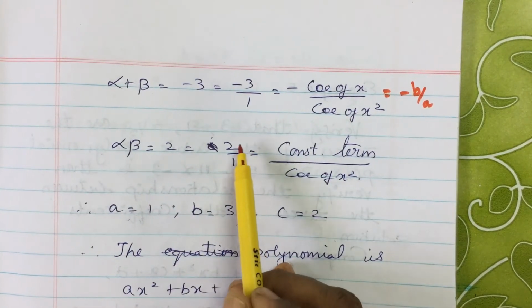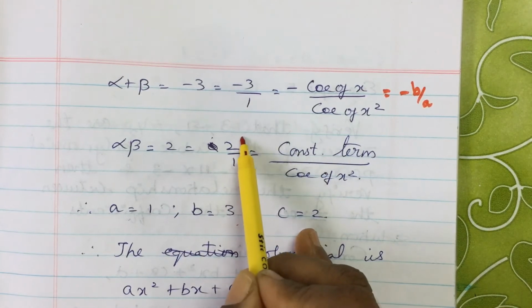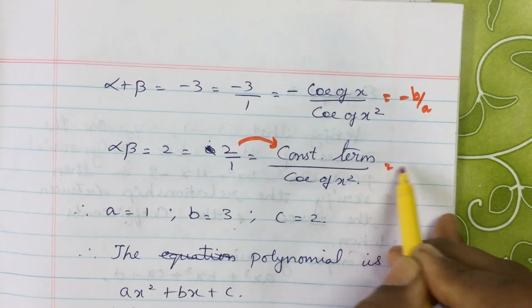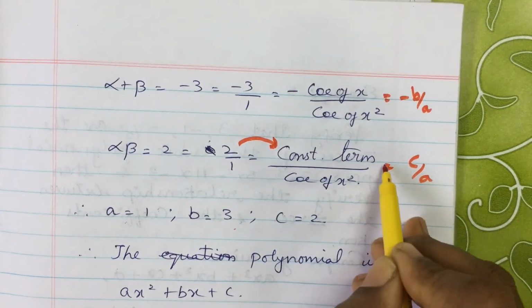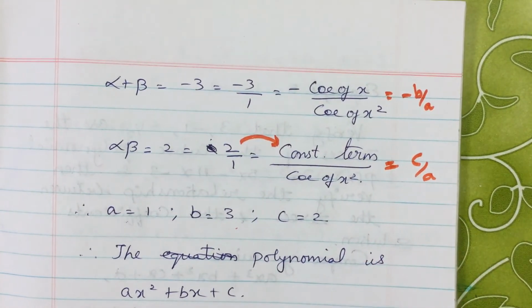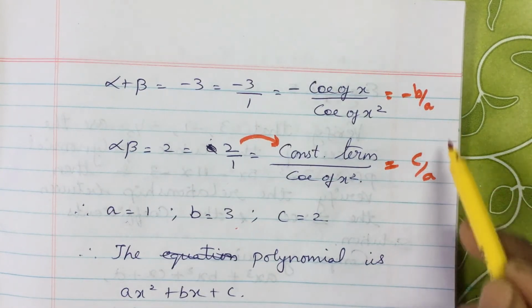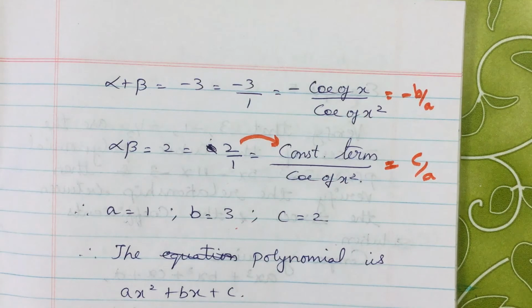On comparing this with the formula, I concluded that the constant term should be 2, that is c to be 2, c by a. So c should be 2 and a should be 1. So here also I should verify whether I am getting both the a's the same. So here a is equal to 1, b is equal to 3, c is equal to 2.